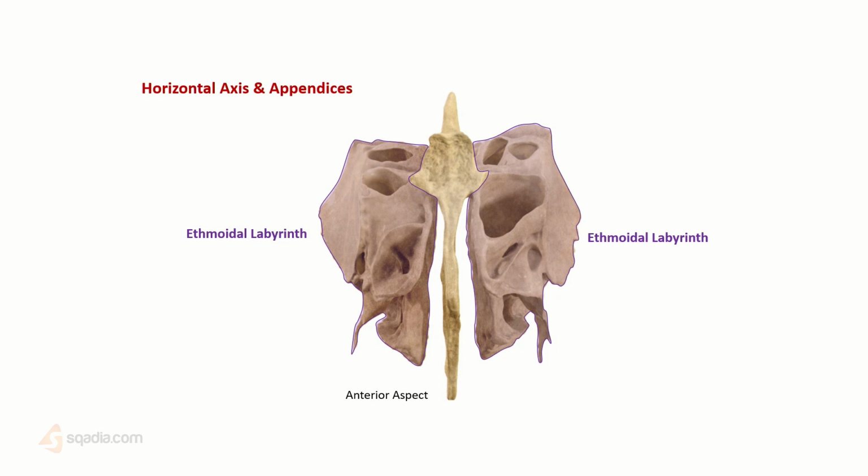Now let's talk about the horizontal axis and appendices. The horizontal axis consists of the right and left ethmoidal labyrinths. Remember, this is the anterior view. The labyrinths are the two lateral wings of the ethmoid bone. They are the two bony lattice networks that hang from the edges of the cribriform plate. The labyrinths house the ethmoid air cells and all of the structures enlisted.